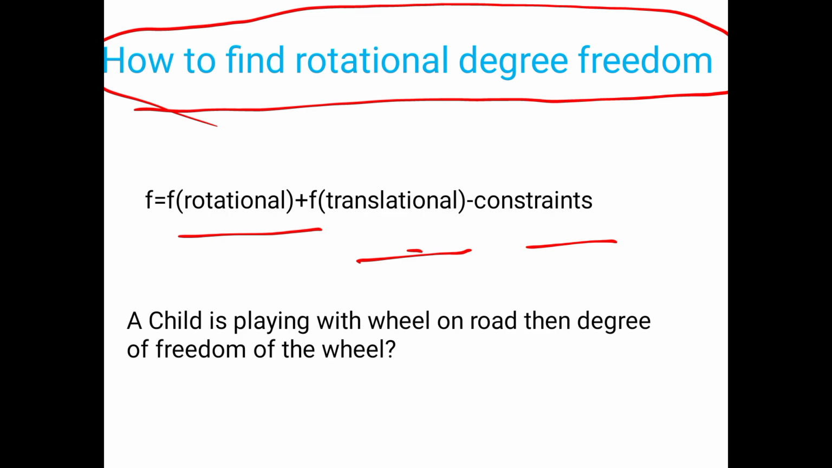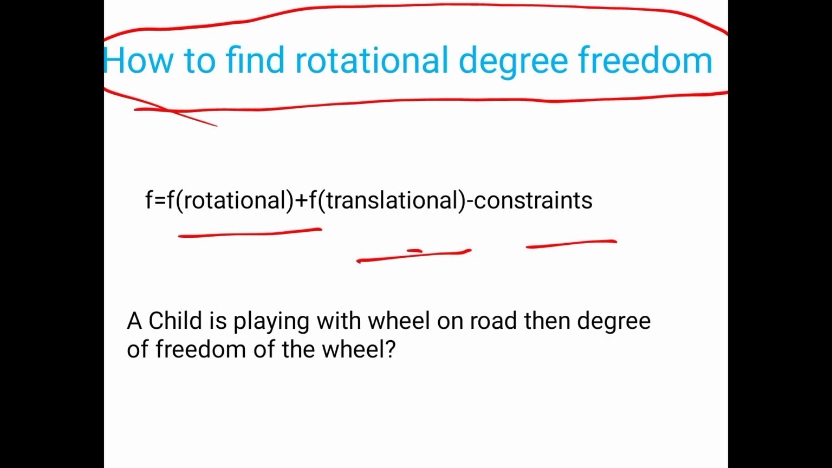Let's see the question again. A child is playing on the surface of the road. Suppose this is the surface of the road and the child is playing with a sphere. Let's say this is the sphere. Now the number of degrees of freedom of the system. Let's see the language here. A child is playing with a wheel on the road. On the road means it has 2 degrees of freedom.